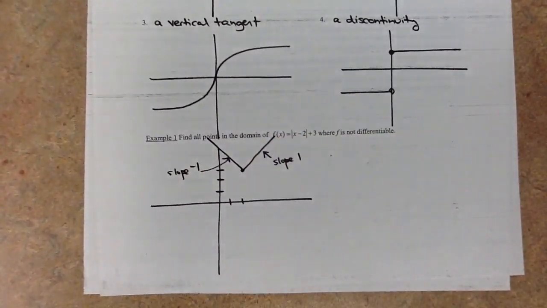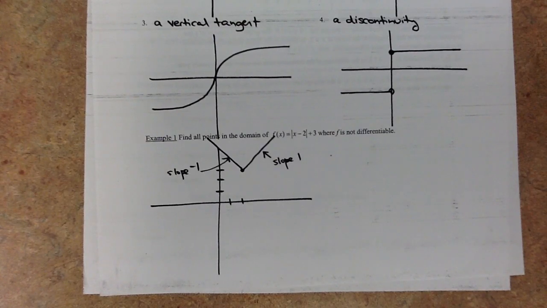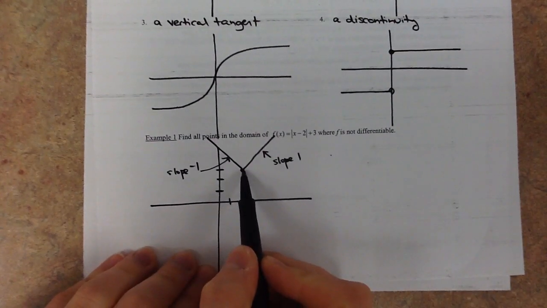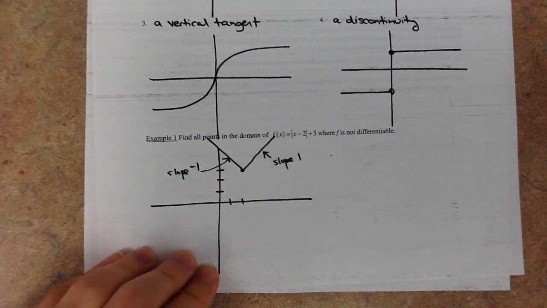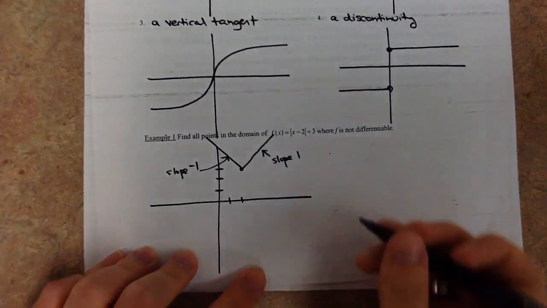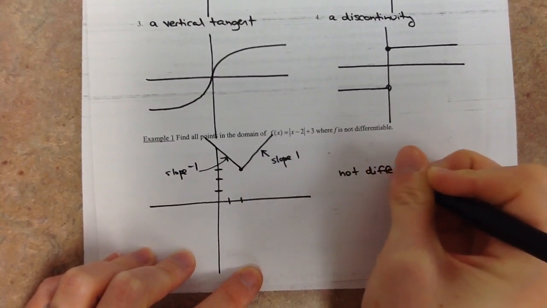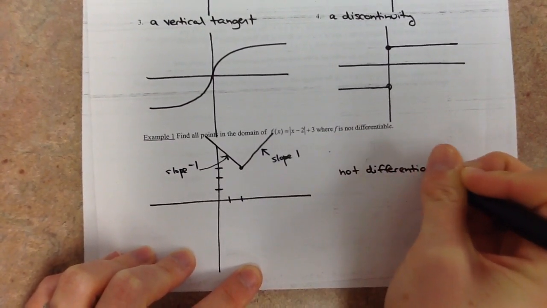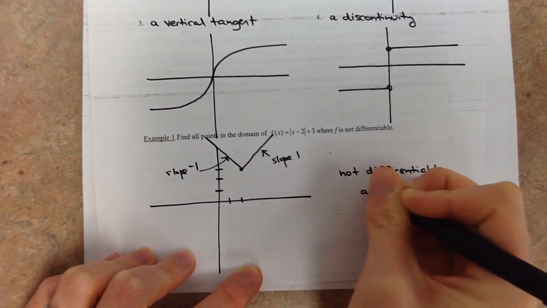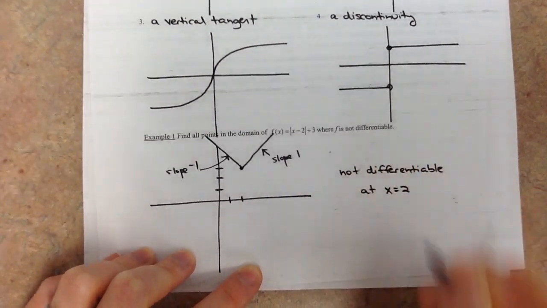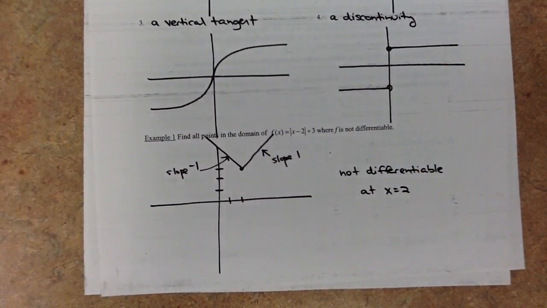So this is one of the corners that we had up above. As we approach from the left-hand side and as we approach from the right-hand side, the two slopes, or the two derivatives, are different. And so as we get to 2, which is our issue right here, when x equals 2, the left and the right-hand derivatives don't match up, and therefore the derivative doesn't exist. So we would say that this function is not differentiable at x equals 2.